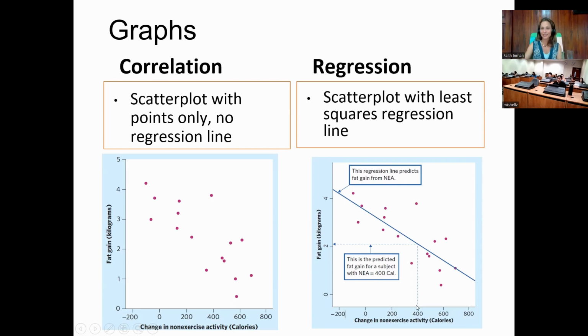And here you could actually see, look, if you have a person who had 400 calories of non-exercise activity, then their predicted change in fat gain would be about 2, right? 2 kilograms. This is how you then predict. Now, an actual person might, look, this actual person maybe had 400 calories and their actual gain was closer to 4. But if you take this least squares regression line and you use it to make predictions, and you have a strong correlation, your prediction will usually be pretty good.